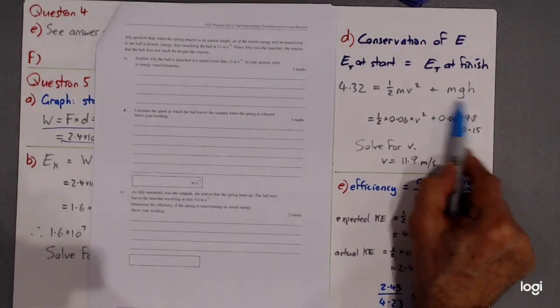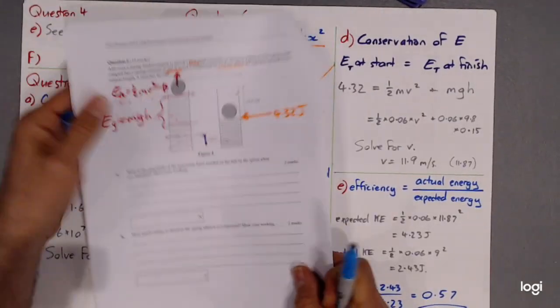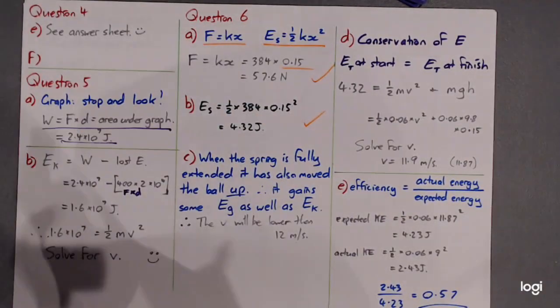Here's all you have to say. You have to say what I just basically said, right? The gravitational potential energy at its highest point equals the kinetic energy at its release point.